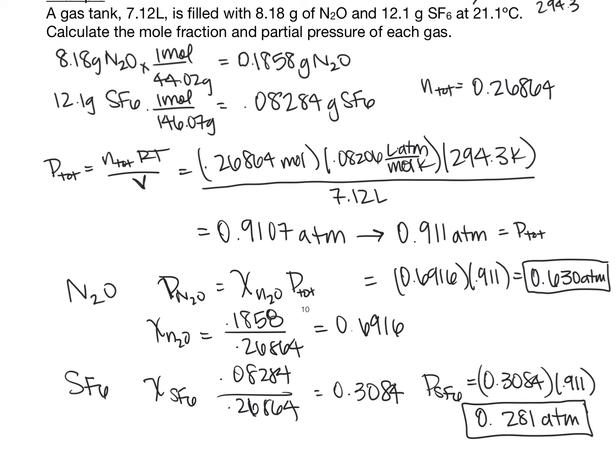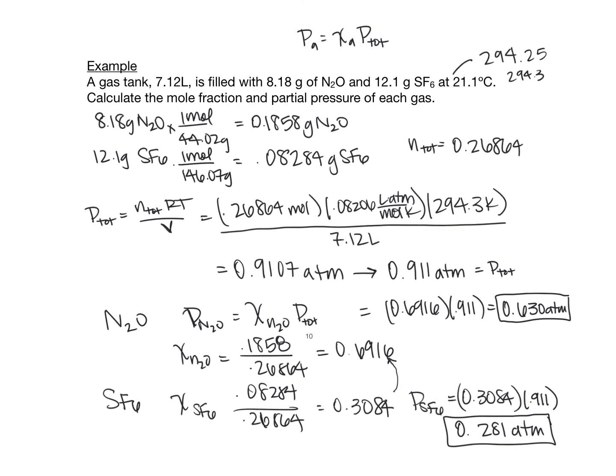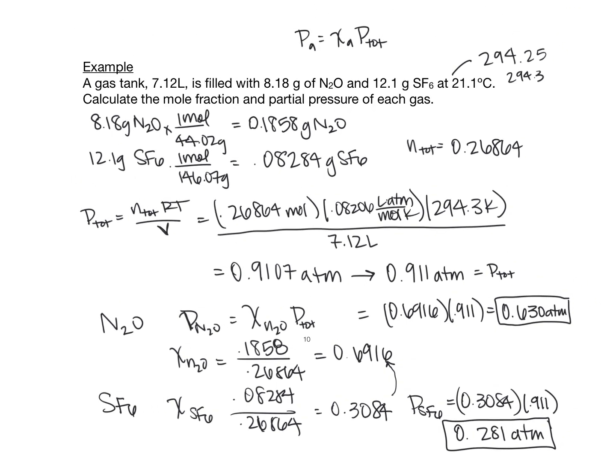These two pressures add back up to 0.911, and you could have subtracted the mole fractions from a value of 1 to give you the total mole fractions. So when we think about partial pressures, we have to keep in mind both the moles, the total moles, all of the information about these situations in order to calculate the partial pressure of any given gas.